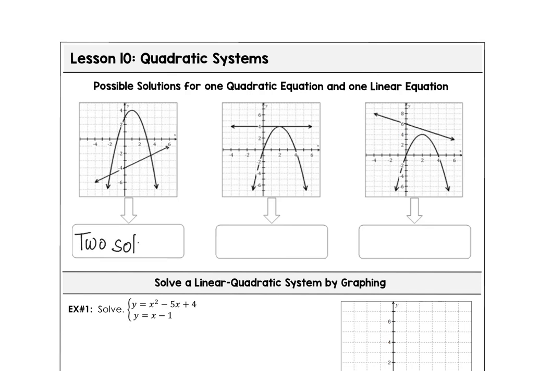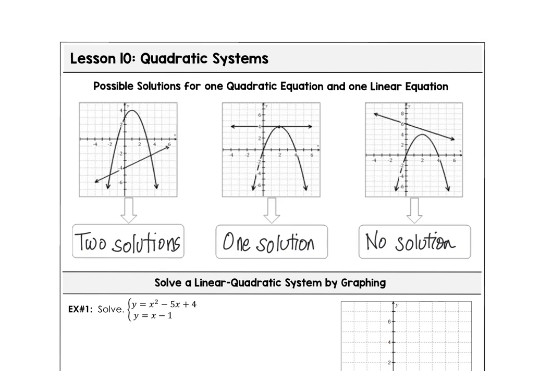In the middle example, you see that the parabola and the line intersect in 1 point only, right here at 2, 4, so that's a possibility of 1 solution. And then the final example shows that there is no solution at all. The parabola is clearly below the linear equation, and they would never intersect.